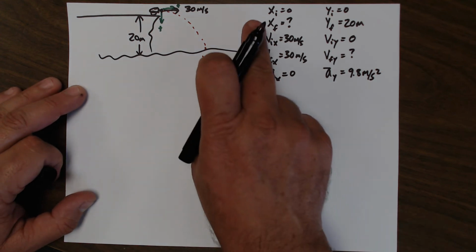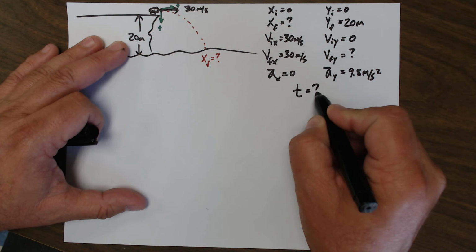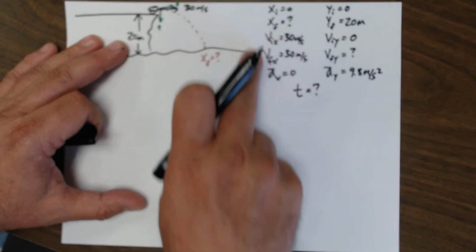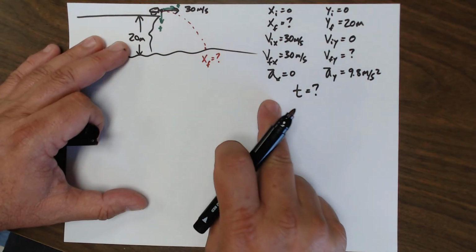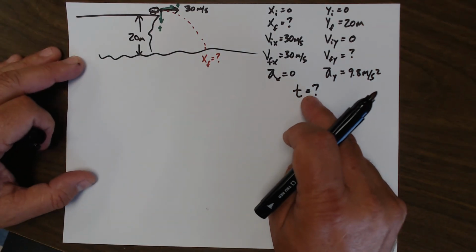Now we're being asked for xf, and it makes sense. Oh, and time. Time is shared for both of them. We don't know what it is. It makes sense to try to get xf from this information right here, but you're going to find out that we can't. First of all, we don't know time, so we have to use the no time equation.